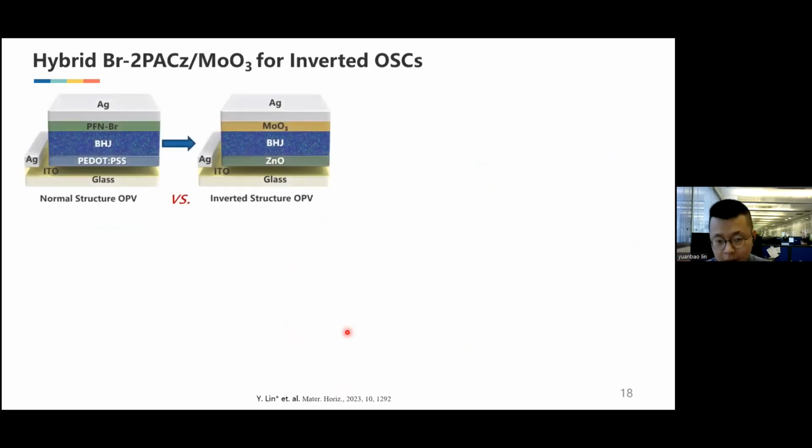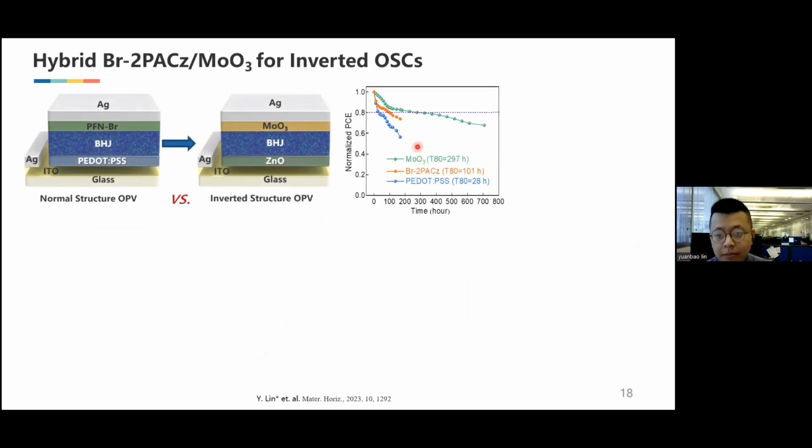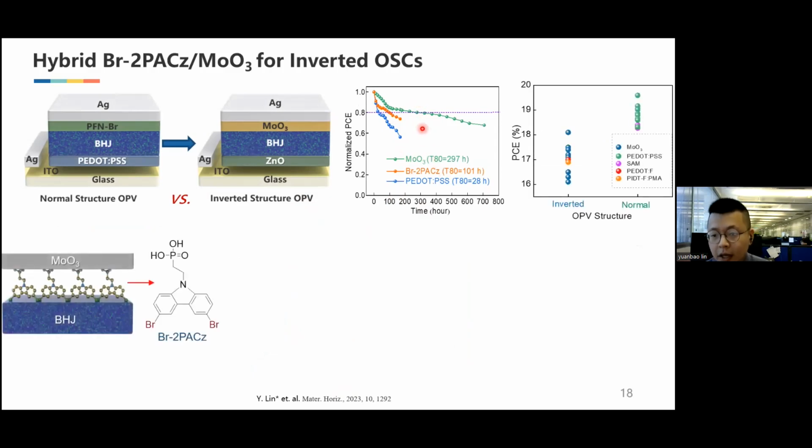However, when we compare the lifetime of the 2PACz, it is increased as compared to PEDOT. But if we compare to molybdenum oxide, the T80 lifetime is still lower than the molybdenum oxide. And for the inverted structure, the performance is lower than the normal structure.